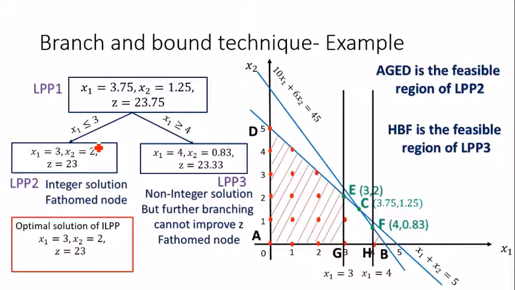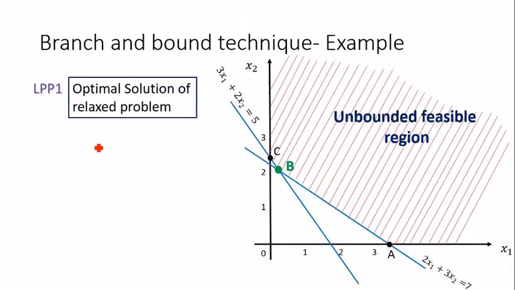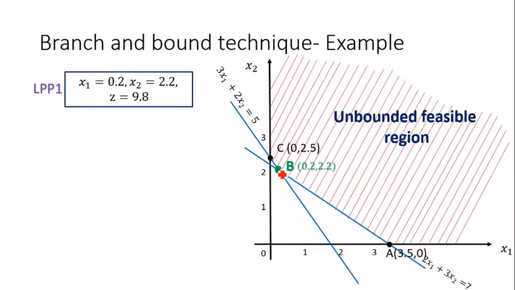So let's understand the process of branching again with another example. This time I have taken a minimization problem, and if you follow the same steps, the first step is you forget the integer restriction and draw the feasible region and find the optimal solution of the relaxed problem. This time I am getting an unbounded feasible region, and it's easy to find that point B is going to be the optimal solution.